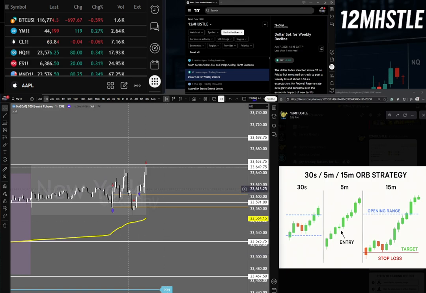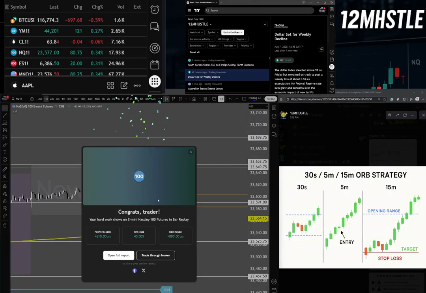So that's how it basically works on a 30-second. It is much more choppy on a 30-second, so your win rate is not going to be as good. As you guys can tell, it's 40% win rate, but you still come out top. So if you don't like that win rate, you can switch over to a 5-minute.